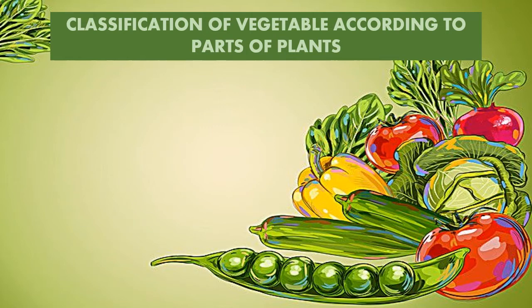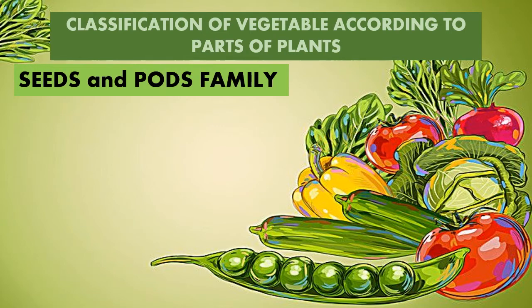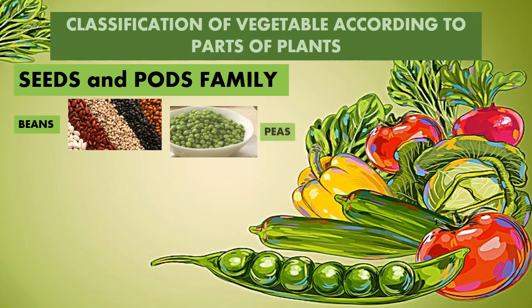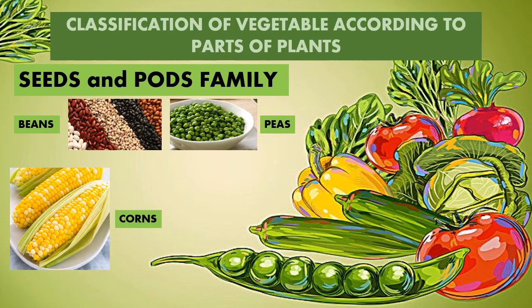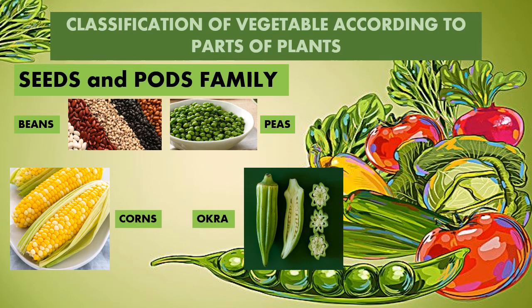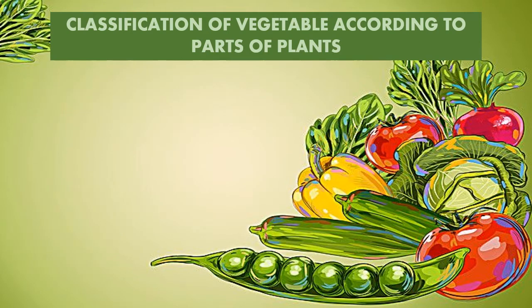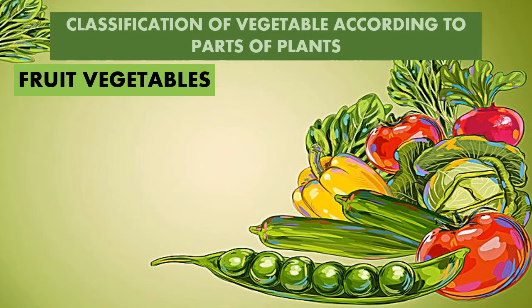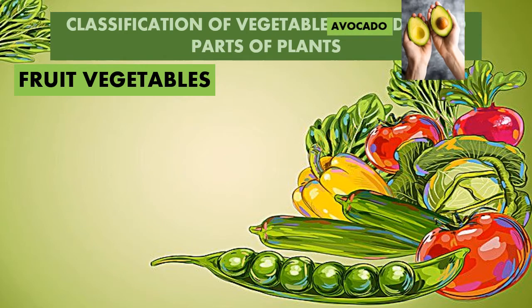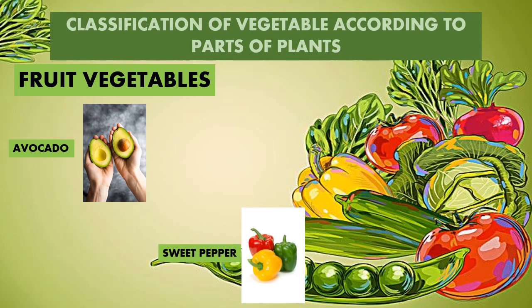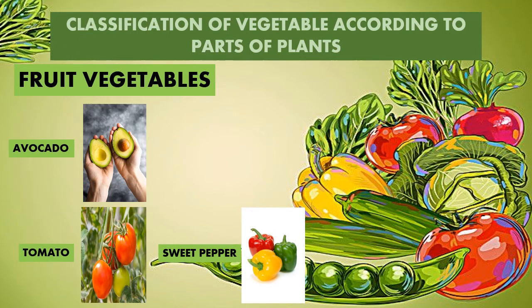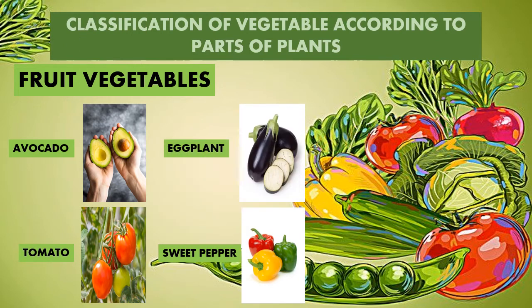Second classification, we have the seeds and pods family. It consists of beans, peas, corns, and okra. Next, we have the fruit vegetables, which are mostly cooked as viands. Some examples are avocado, sweet pepper, tomato, and eggplant.